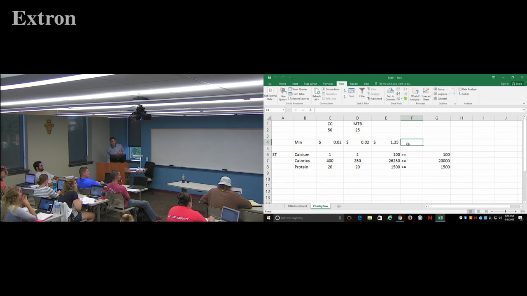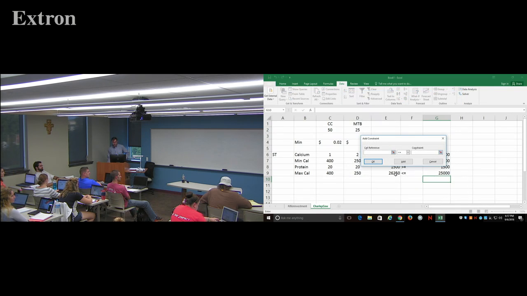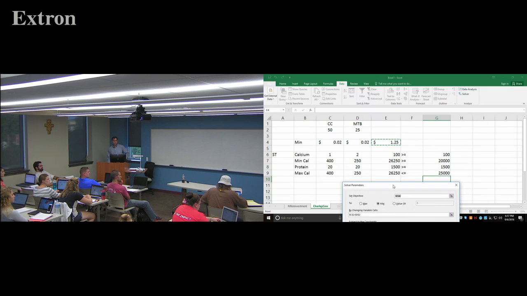It'd be another constraint, right? This is min calories, but I'd have a max calories. And it would look very similar, 400, 250, but this time it has to be less than or equal to 25,000. Just because I put it here doesn't mean Solver knows about it, so I need to tell Solver, hey, I got a new constraint. Click add, I'm going to say that E9 has to be less than or equal to G9. I click add, I click cancel, and before I solve, what's going to happen?